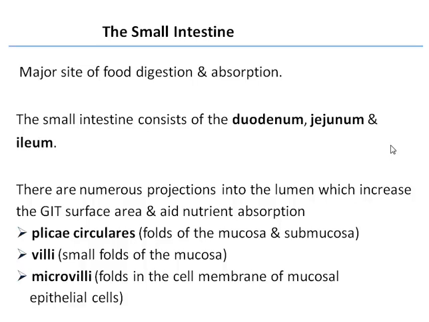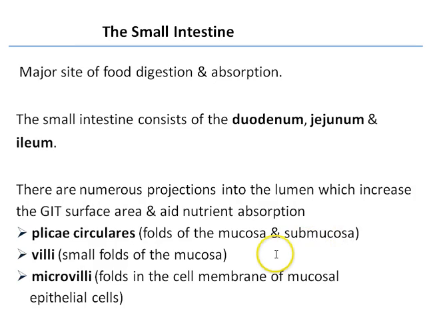Now an important concept to note is that if you look carefully at the wall of the small intestine, you'll notice it is highly folded. The folding occurs at multiple levels. There are quite large folds we call plicae circulares. These are folds of the mucosa and submucosa. They are visible without the aid of magnification, and you'll find a lot of those in the duodenum.